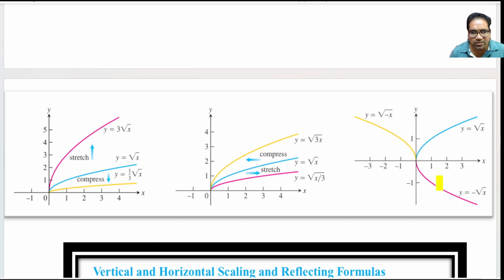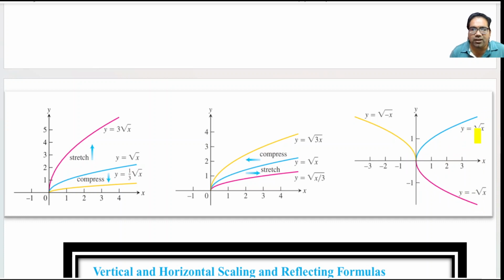Now, there is one more case. y equal to root x. If you multiply this root x with minus 1, that is y equal to minus root x, whatever is positive will become negative. This is the exact mirror image with respect to the x-axis. If it is 1, it becomes minus 1. If it is 4, it becomes minus 4. If it is 9, it becomes minus 9. So this is the exact reverse or exact mirror image across the x-axis. This is a reflection around the x-axis.